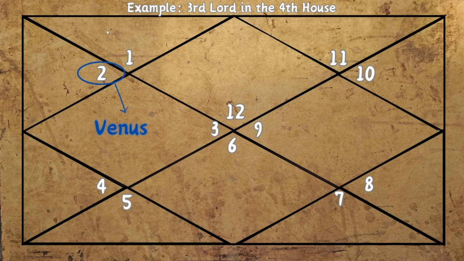But where is Venus placed? Venus is placed in the fourth house of the birth chart. So this is how you will conclude that the third lord is in the fourth house.